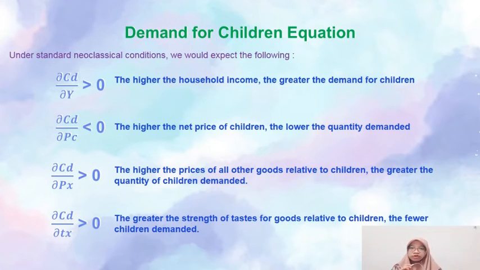The content of the demand for children equation is under the standard neoclassical condition. We will expect the following. The higher the household income, the greater the demand for children. The next one is the higher the net price of children, the lower the quantity demanded. And the third one is the higher the price of all other goods relative to children, the greater the quantity of children demanded. And the last one is the greater the strength of taste for goods relative to children, the fewer children demanded.